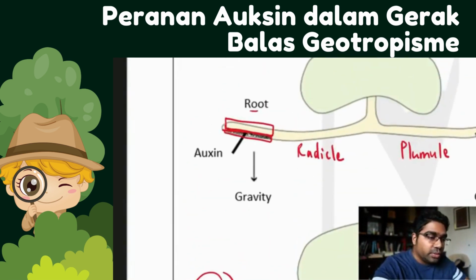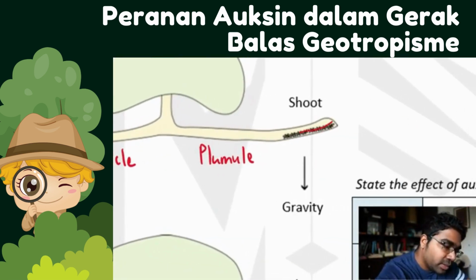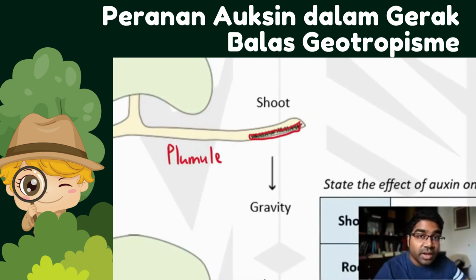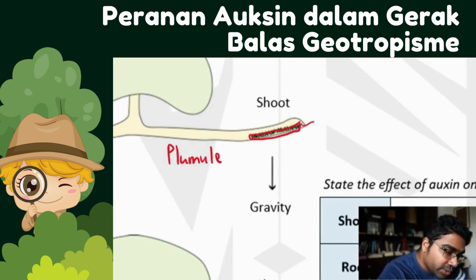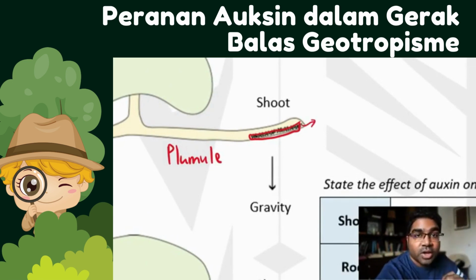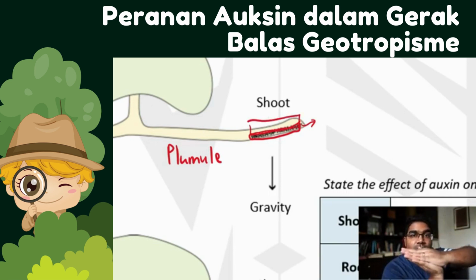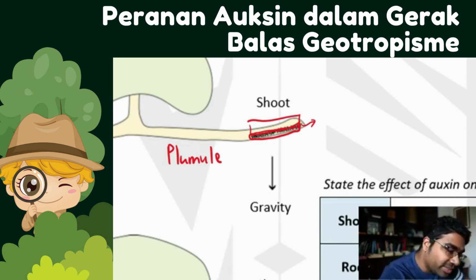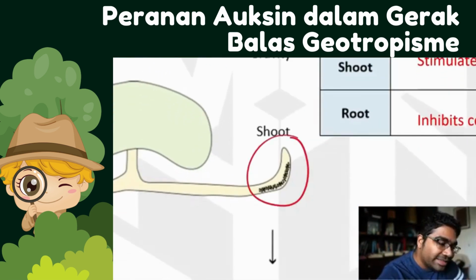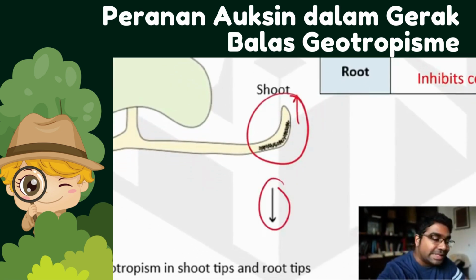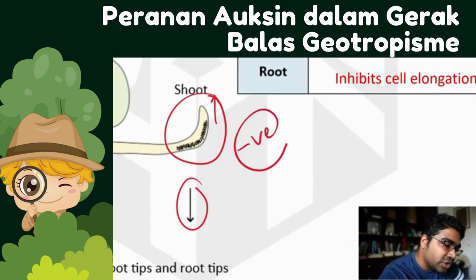And then when we look at the shoot on this side, here we have auxin at the bottom as well. However, the effect is the opposite. Auxin stimulates cell elongation here, which means the bottom part is going to grow out at a faster rate. Cell elongation is going to happen at a higher rate compared to the top. And this will cause greater growth at the bottom compared to the top, causing the whole shoot to bend upwards against gravity. So this is what happens. And since the direction of growth is opposite to the direction of the stimulus, this is known as negative geotropism.